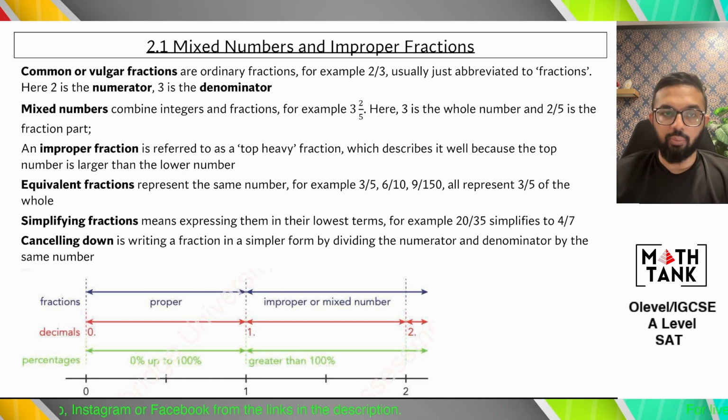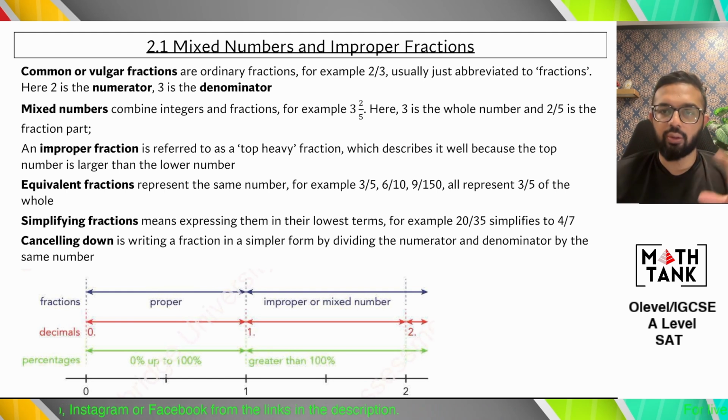Equivalent fractions are an important part of the topic. They come up as separate questions. They represent the same number, for example, 3 over 5, 6 over 10, 9 over 15 all represent 3 over 5 as a whole. Okay. Simplifying fractions means expressing them in their lowest terms. For example, 20 over 35 simplifies to 4 over 7.